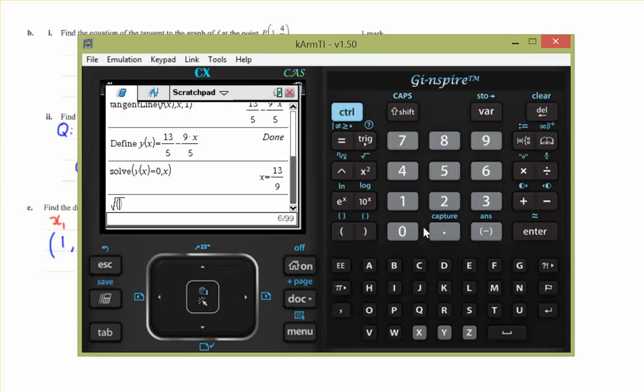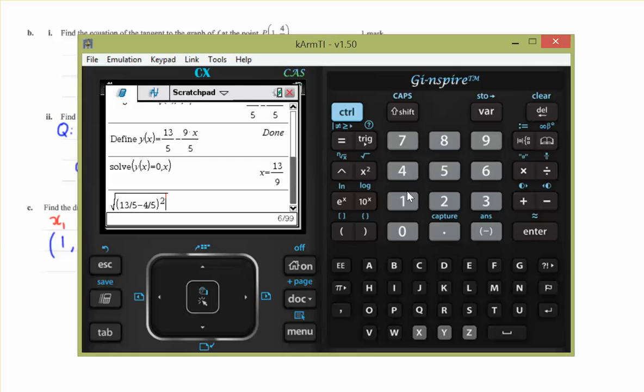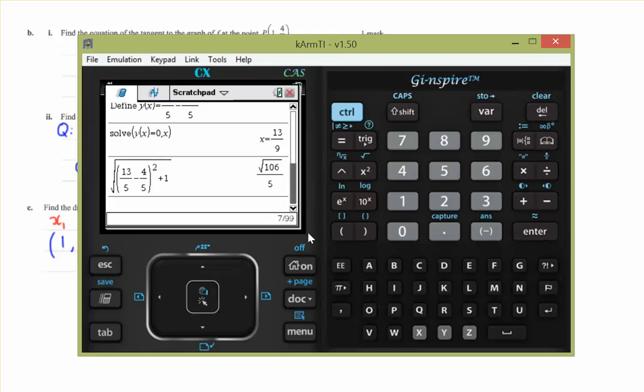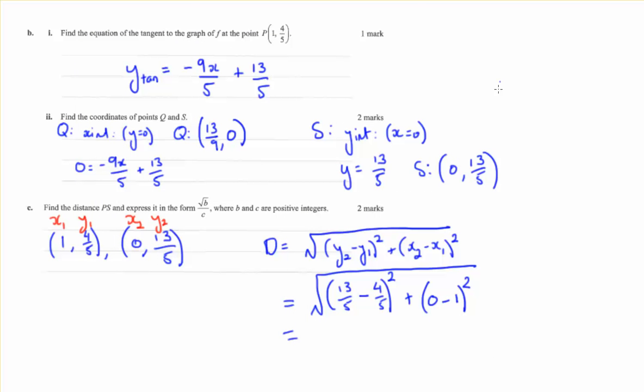of 13 on 5 over 5 minus 4 on 5. And the more you can do in your head, the quicker it is to type it, because you can type less. Plus, well, it's going to be 1 squared, which is 1. And we get a root 106 on 5. We get the square root of 106 over 5.